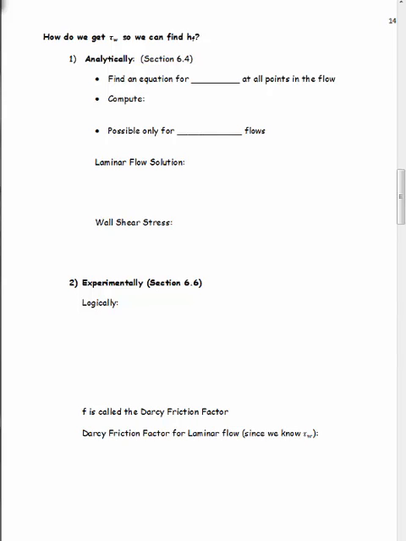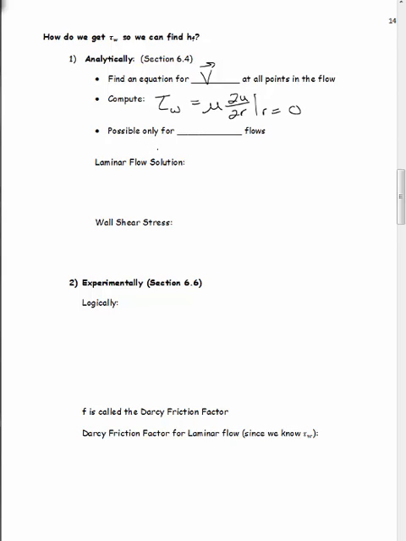So now we know how HF, or frictional head losses, relate to the shear stress at the wall. So the question is, how do we find our shear stress at the wall so that we can find the HF? Well, one option is analytically. If we can find an equation for our velocity, then we can find our equation for shear stress at the wall, which is, remember, mu du dr, and at the wall, it's r equals 0.